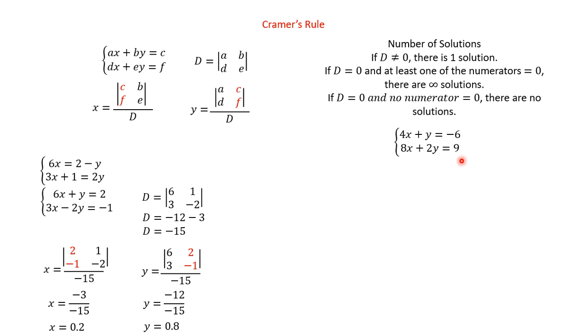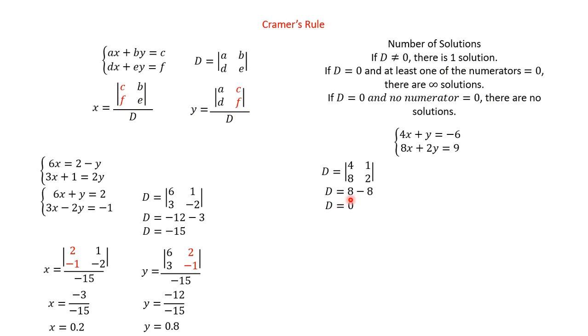Here we have a matrix. It's already in the proper form, so we can find D. D will be the coefficient matrix, 4, 1, 8, 2. We can multiply. 4 times 2 is 8. Minus 8 times 1 is 8. 8 minus 8 is 0. That shouldn't be surprising because I just told you that we're going to do one like this. So D equals 0.